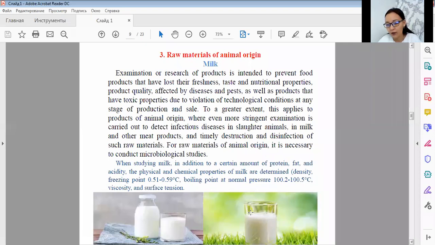When studying milk, in addition to a certain amount of protein, fat, and acidity, the physical and chemical properties of milk are determined. For example, in fresh milk, the freezing point must be 0.51 to 0.59 degrees. And the boiling point at normal pressure is about 100 degrees, and the viscosity, surface tension, and density must be normal.